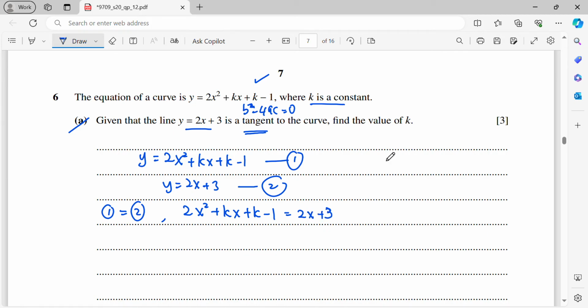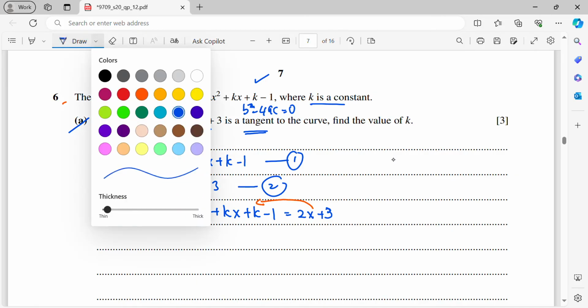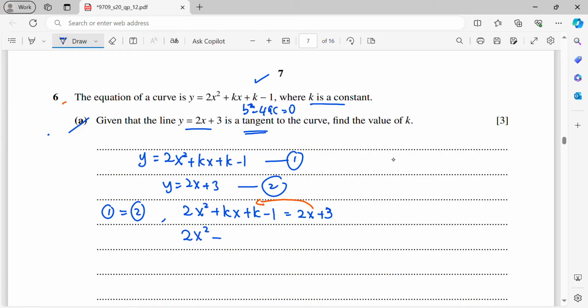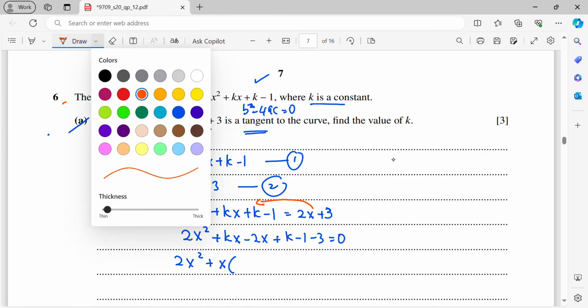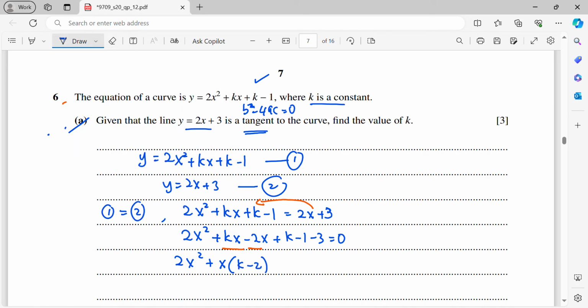Now get a quadratic equation by moving the right side to the left side. Then I will be getting 2x squared plus kx minus 2x, then plus k minus 1, then plus 3 moved to the other side becomes minus 3, equals 0. From here, I will group the x squared and the x. When you group the x, you will have k minus 2, because those are the coefficients for x. And for the last three terms here, it will be my constant. That means this is going to be k minus 4.